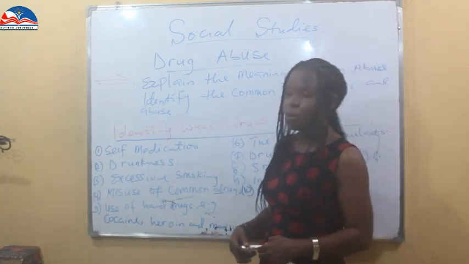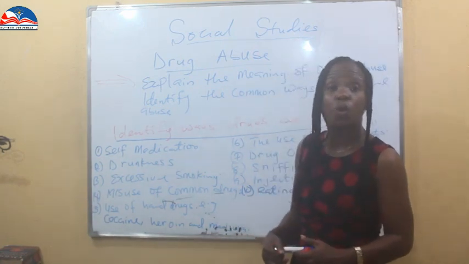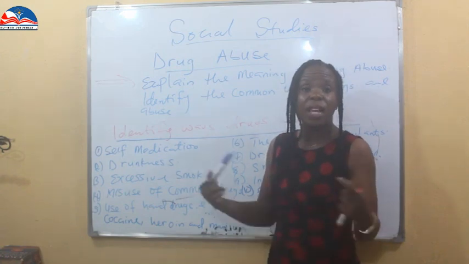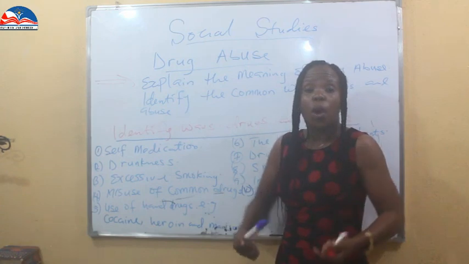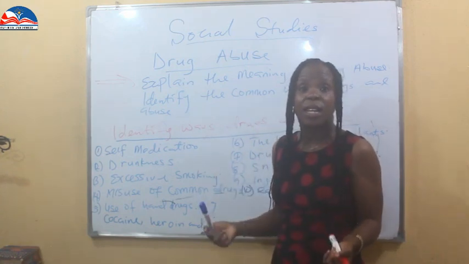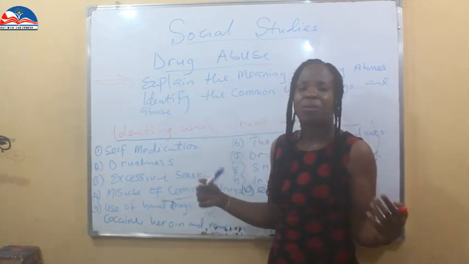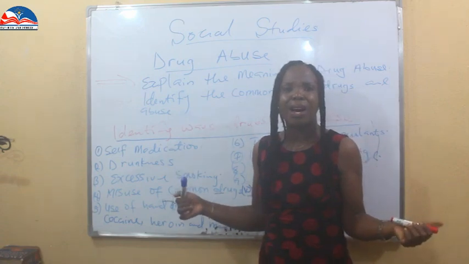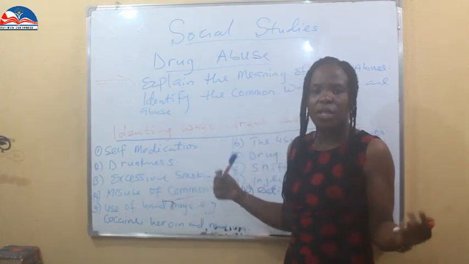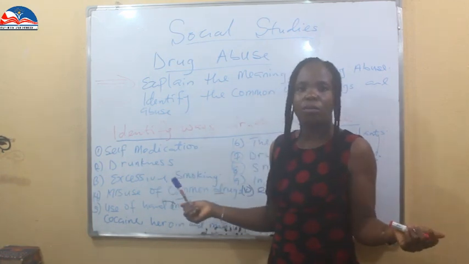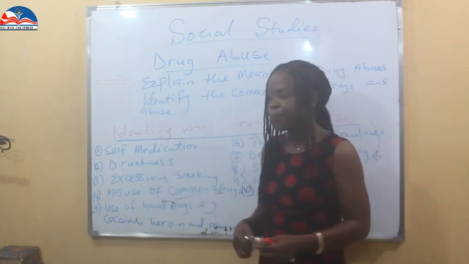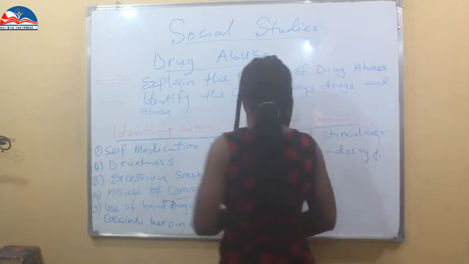Use of hard drugs: cocaine, heroin, marijuana. People take it to make them high. People take it to hide their low self-esteem. People take it to show their affluence. People take it because of peer pressure. It's unhealthy, all these hard drugs.